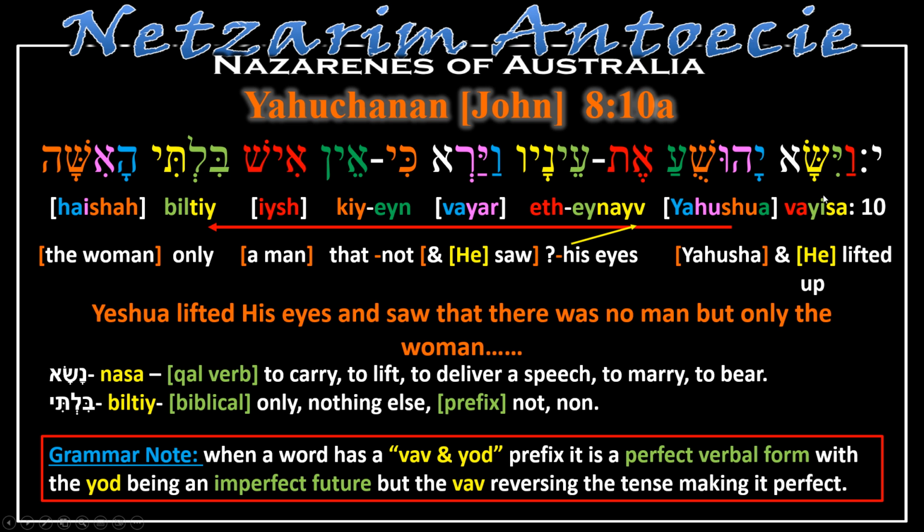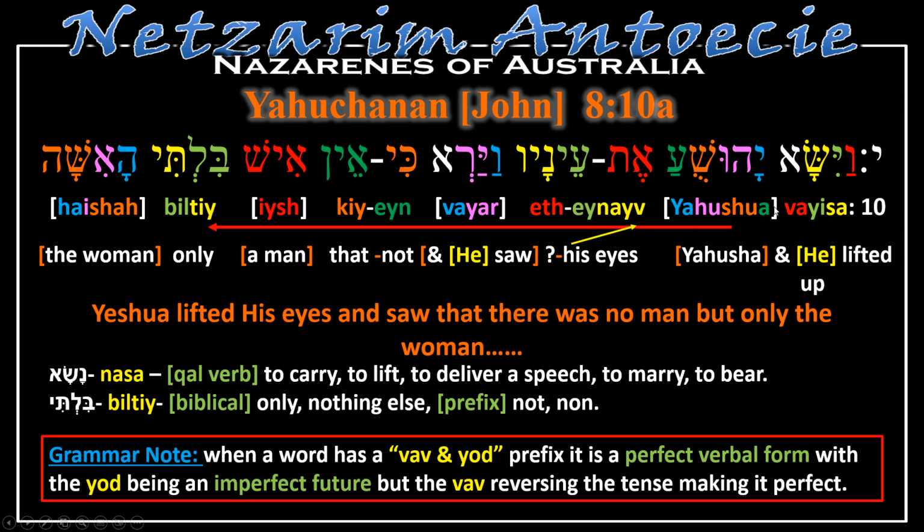Vayisa. Vayisa means and he lifted up. Of course, it comes from the root word nasa, which is a kal verb to carry, to lift, to deliver a speech, to marry, or to bear. So it means to lift.